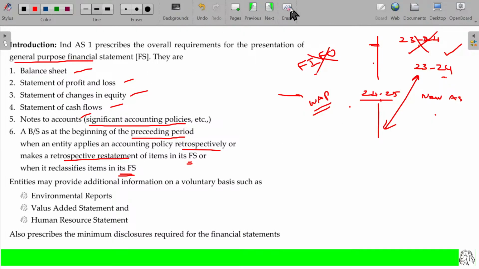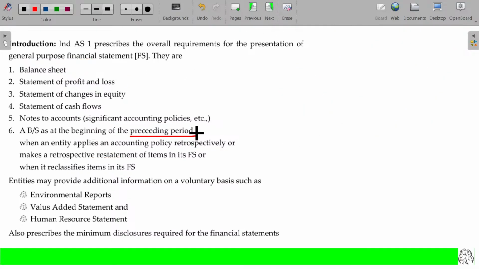The balance sheet at the beginning of the preceding period, not the current period but prior to that, should also be prepared when an entity applies an accounting policy retrospectively. For the last 3-4 years, if we want to apply the changes, then you have to prepare the preceding period balance sheet also in the new format. It also applies when an entity makes a retrospective restatement of items in the financial statement or reclassifies items in its financial statement. So while reclassifying, this will also be provided.